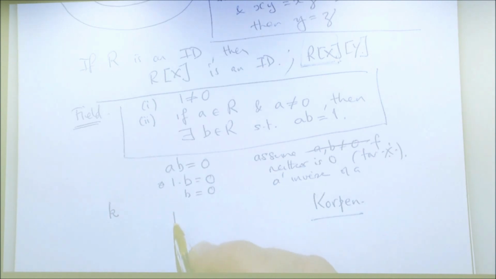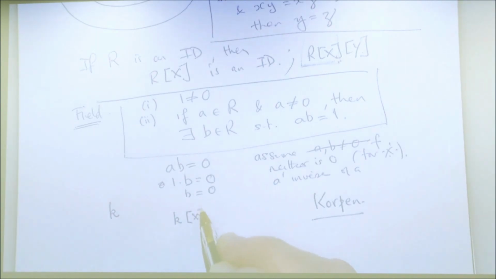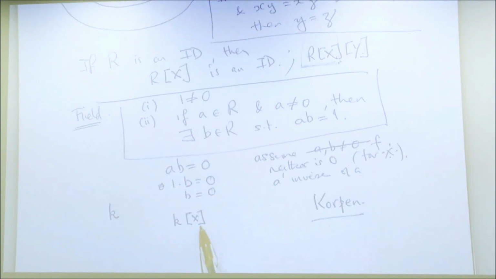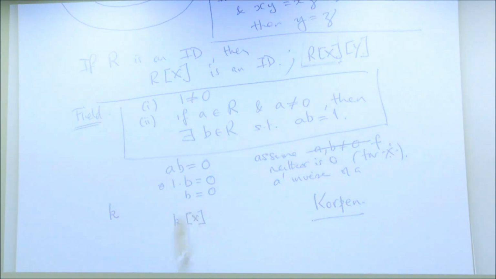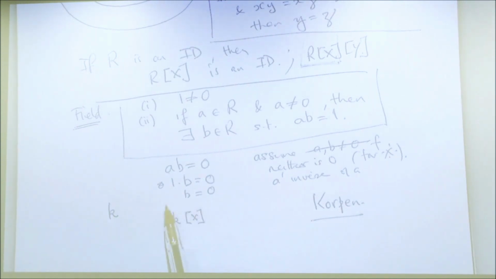If you form polynomials with coefficients in a field, then it isn't a field, because, for example, x has no multiplicative inverse. You can't multiply x by any polynomial to make it 1. But K, since K is a field, is an integral domain, and so this will be an integral domain. So if you multiply together non-zero polynomials with coefficients in K, a field, then you get a non-zero polynomial with coefficients in K.